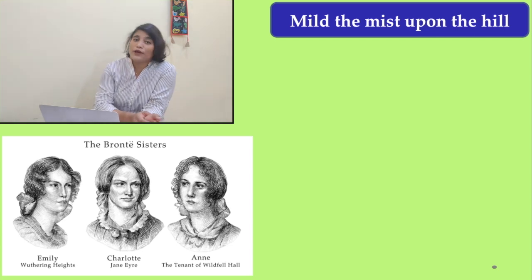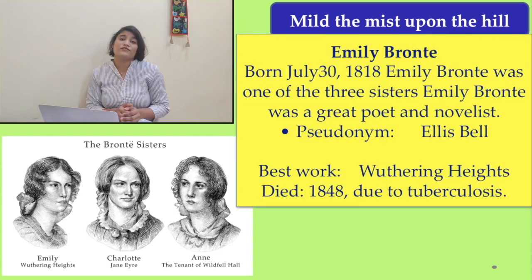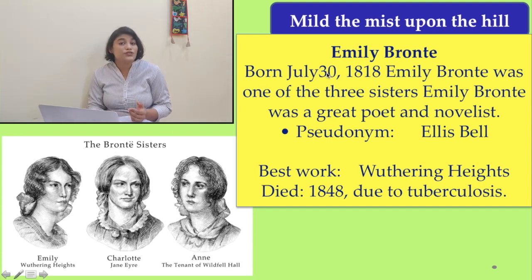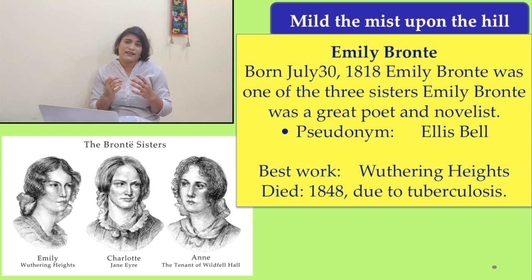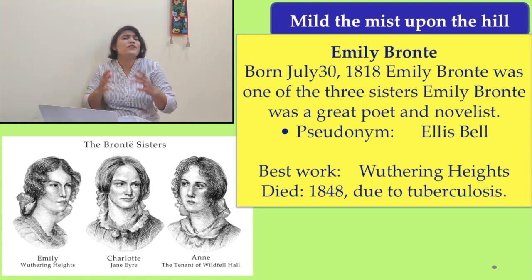First, before reading the poem, we have to know some points regarding the poet. Who is the poet and what is unique about her writing? This poem was written by the famous poet and novelist Emily Bronte. She was born on 30th July 1818, and she was one of the famous Bronte sisters. Her pseudonym, or nickname, was Ellis Bell, and her best and world-famous work was Wuthering Heights. This is a beautiful novel.